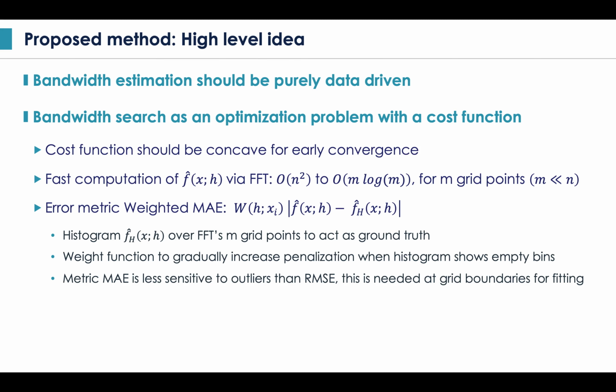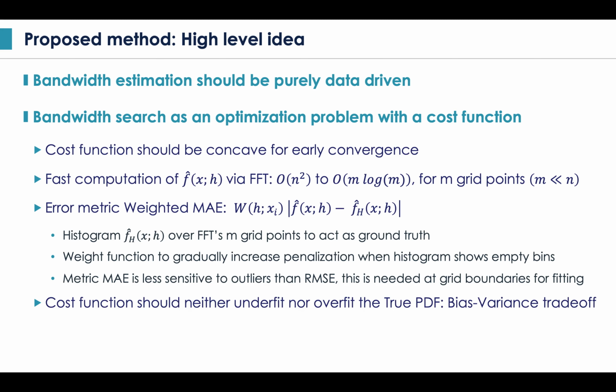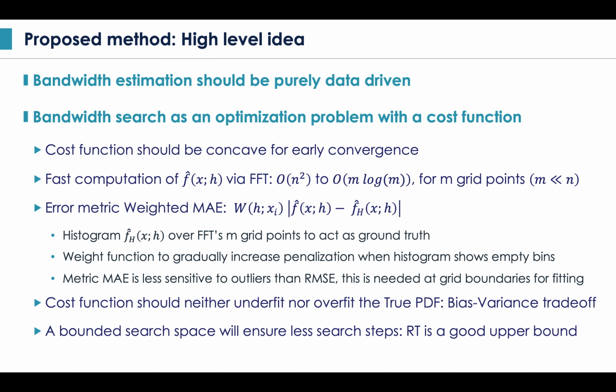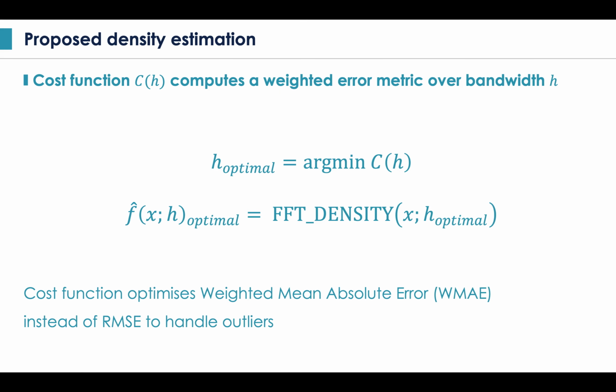So the metric MAE is better than RMSE because it is not affected by outliers. And this is required at the end boundaries because the density estimation requires a smooth curve fitting so that we have a smooth continuous function. Then we want the cost function to neither underfit nor overfit, a balance between bias and variance. We also want to bound the search space so that we have fewer steps to search. So RT acts like a good upper bound for the search.